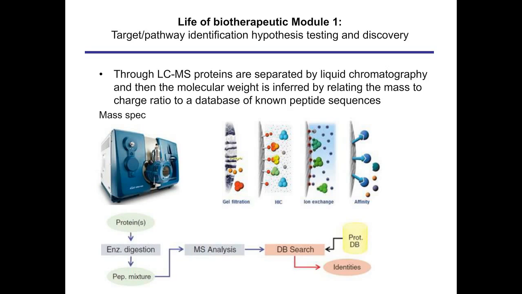So getting back to mass spectrometry, typically a protein is digested and the peptide mixture is put into a mass spectrometer, and the charge-to-weight ratio is examined and then referenced against a database in order to identify abundances of proteins or changes in abundances of proteins and modification states in the context of cellular biology.